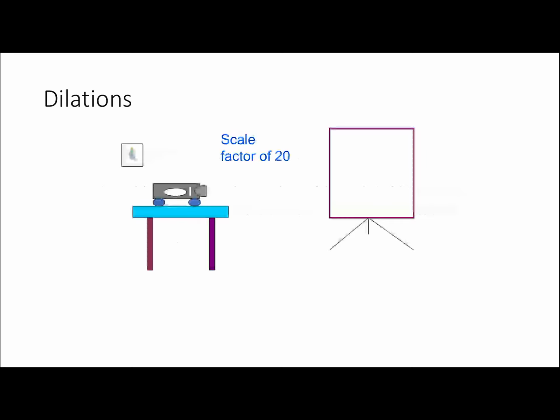So you can see, if you take this image here of this boy, and that's the original, if you project it onto the screen with a scale factor of 20, meaning it's 20 times bigger than the original, then you would have this image that you see on the screen. And so that's how a dilation works. It's taking that small image, keeping its shape, doubling its size, tripling its size, multiplying its size by 4 or 5, or in this case 20.